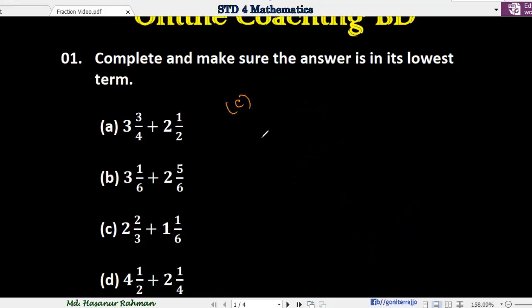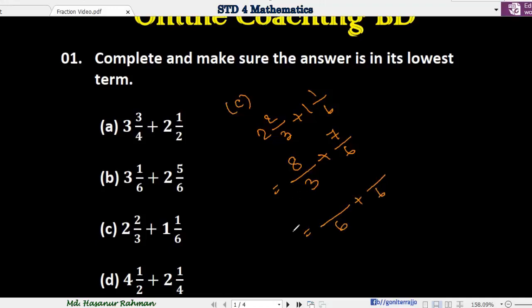Now number C. Number C says 2 whole 2 by 3 plus 1 whole 1 by 6. At first we have to convert these mixed numbers into improper fractions. So 3 times 2 is 6 plus 2 that is 8, plus 6 times 1 is 6 plus 1 that is 7. Now we have to find out the LCM of 3 and 6 that is 6. So 3 multiplied by 2 that is 6. That means actually we have to find out the equivalent fraction of 8 by 3. So 3 multiplied by 2 that is 6, 8 multiplied by 2 that is 16. And here already 7 is given.